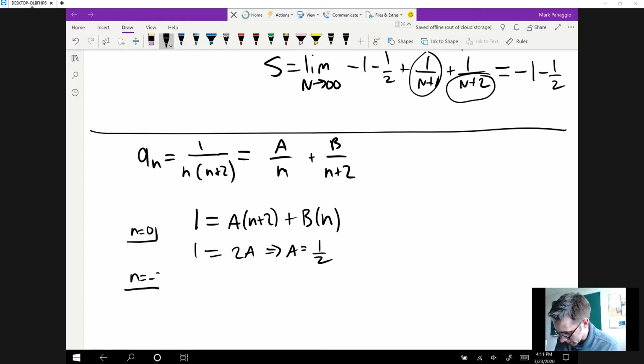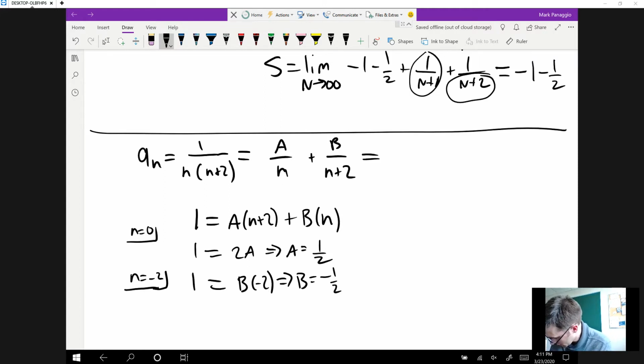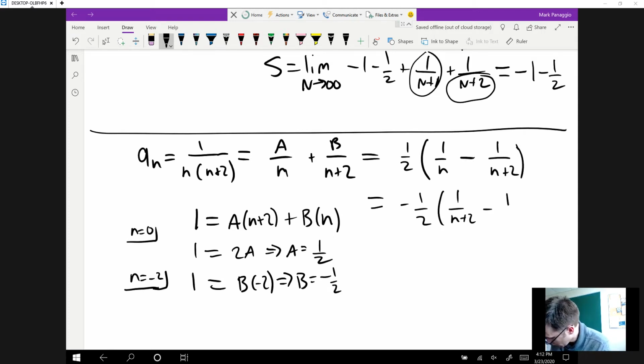And if we try n equals negative 2, and I'm choosing those particular values to try to cancel out one of these two terms, we'll get a times 0 when we plug into the first term, plus b times negative 2. So b must equal negative 1/2. And so this must be just 1/2 times 1 over n minus 1 over n plus 2. Or better yet, we could write this as negative 1/2 times 1 over n plus 2 minus 1 over n.